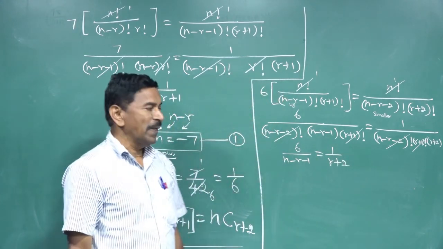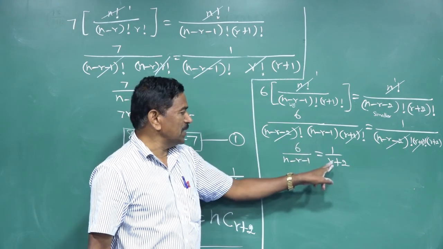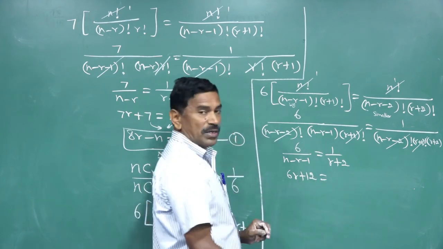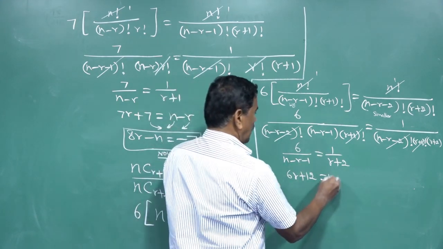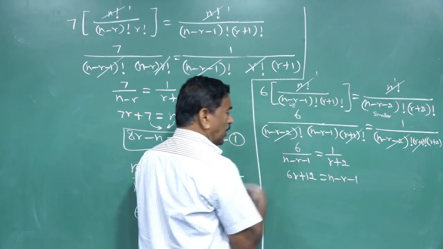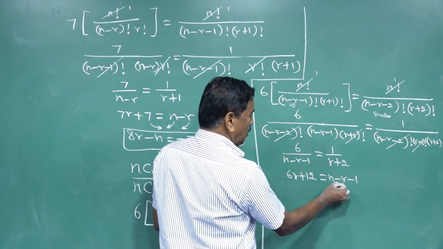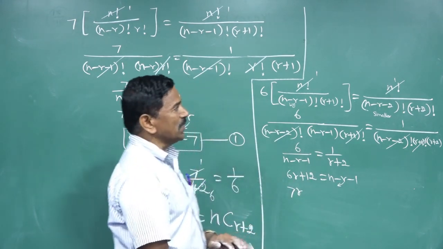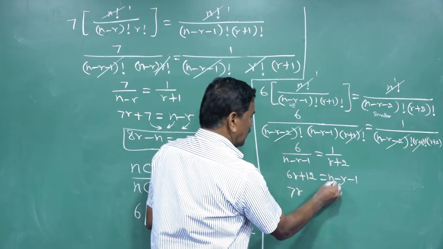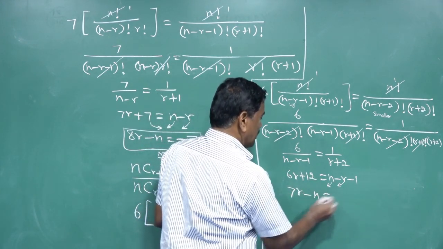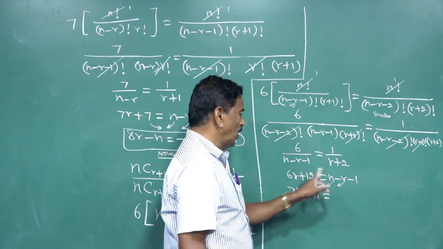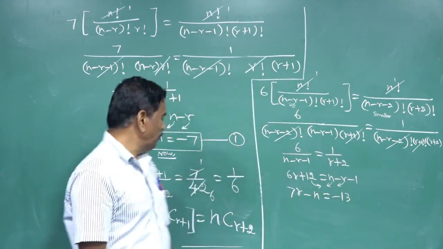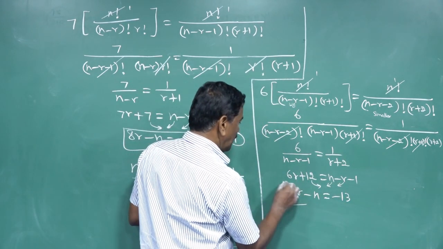Now yourself, yes, cross multiply. Cross multiply means 6r plus 12 is equal to n minus r minus 1. Bring all the terms to the left side. Minus r comes to the left side, so 6r plus r is equal to 7r. And the n comes to the left side, so you get minus n, which is equal to 12 going to the right side, minus 12, already minus 1, so which is equal to minus 13. That's all. Let it be the second equation.